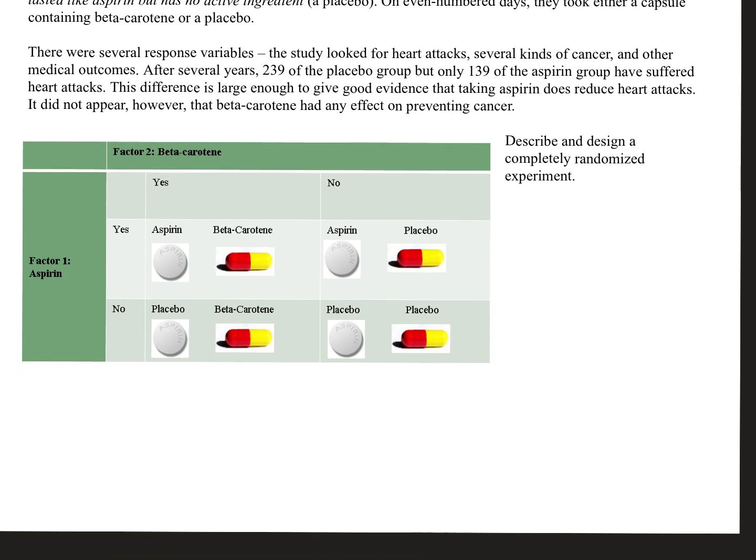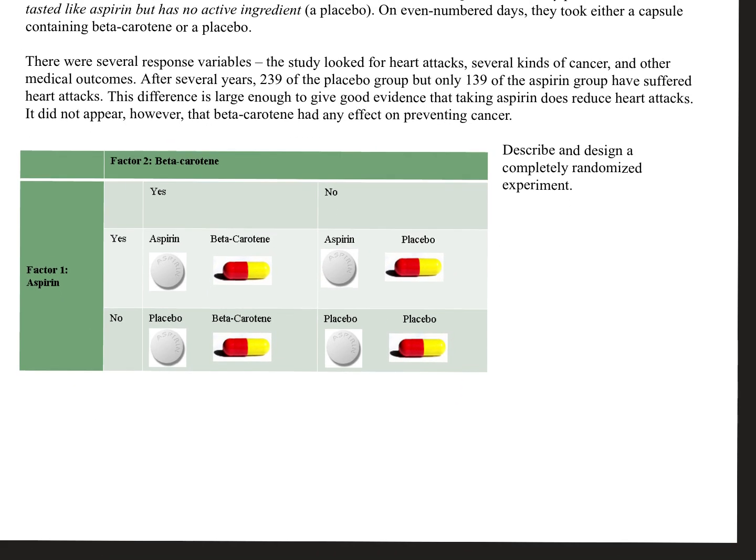So when it comes to actually designing a completely randomized experiment, what we're going to do is number the male physicians and randomly assign them to the 4 groups.